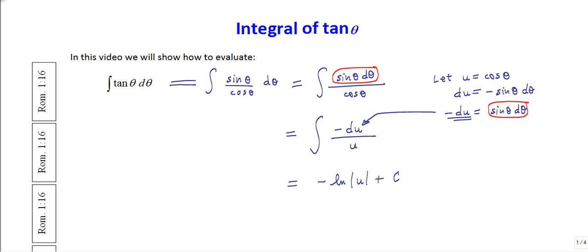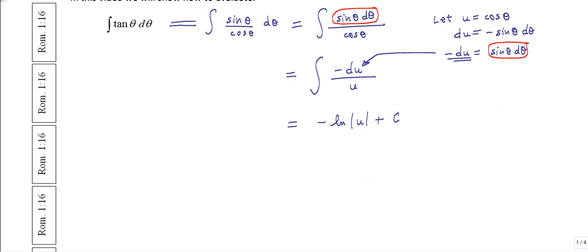And so to finish, we have to put back what u is, and so therefore the integral that we were after, the integral of tangent of theta d theta, is equal to minus the natural log of the absolute value of u. In this case, u is cos theta, plus the constant of integration.